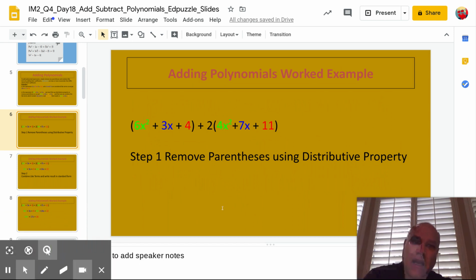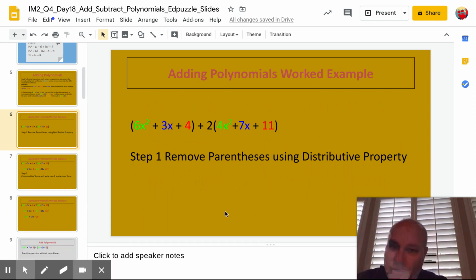Let's work through an example of adding polynomials when they have parentheses. So we have 6x squared plus 3x plus 4 plus 2 times the quantity 4x squared plus 7x plus 11. All right, so first thing to do, remove the parentheses. What do you think we're going to do here? On the left side, do we have to change anything? No, we're distributing a 1, right? So that's going to be the same.